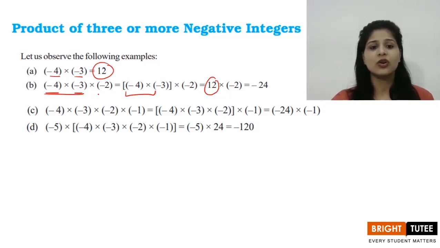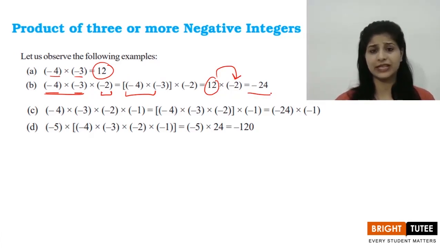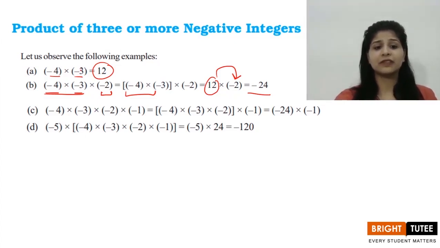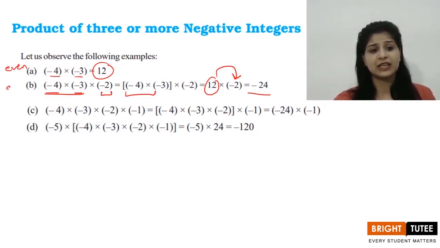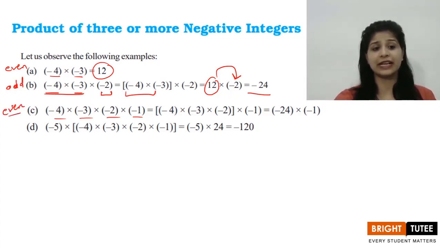Now we have to multiply it with minus 2 as well. When we multiply a positive and a negative, the answer is going to be negative, so it is minus 24. Observe one thing: here the number of negative signs is even, and here the number of negative signs is odd, as we can see. Now here again, 1, 2, 3, 4, we have an even number of negative signs.